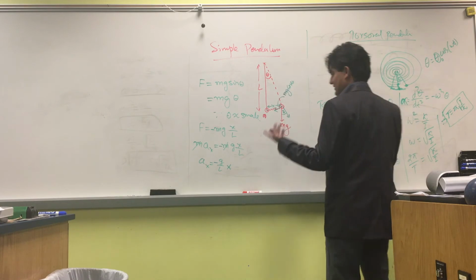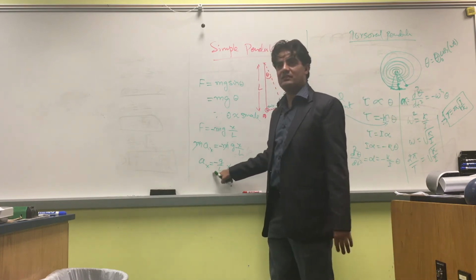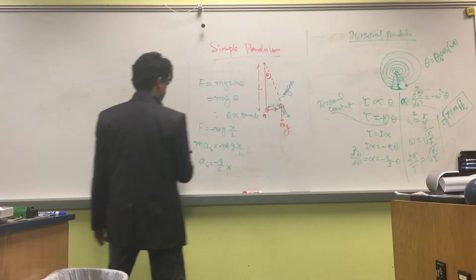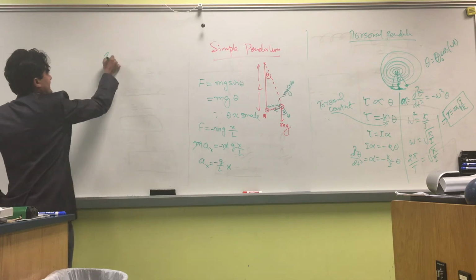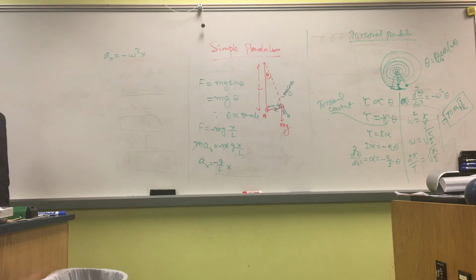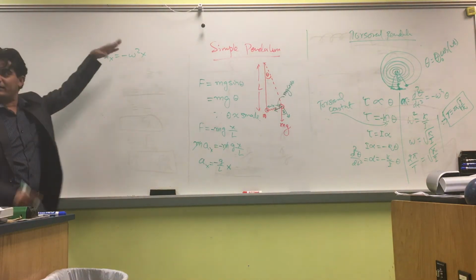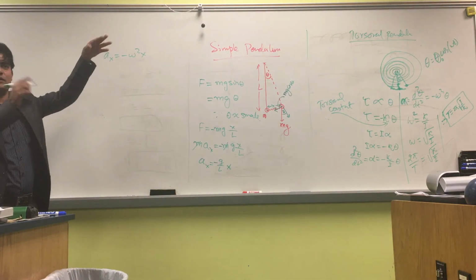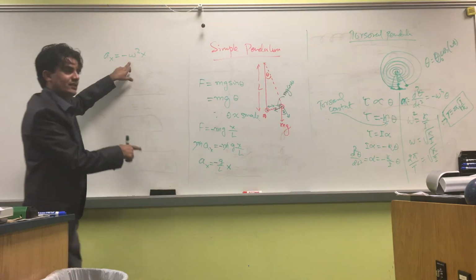Now comparing it with what? This expression. Where is it? This is the expression for, what is ax? It is minus omega square x. Is that right? If you do the derivative twice, you know, isn't it? A cosine theta, and when you compare with this, you'll get yes.